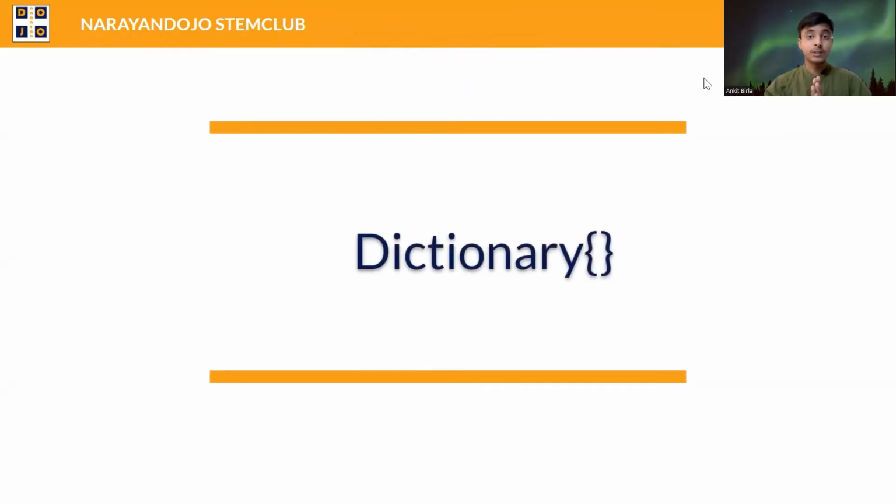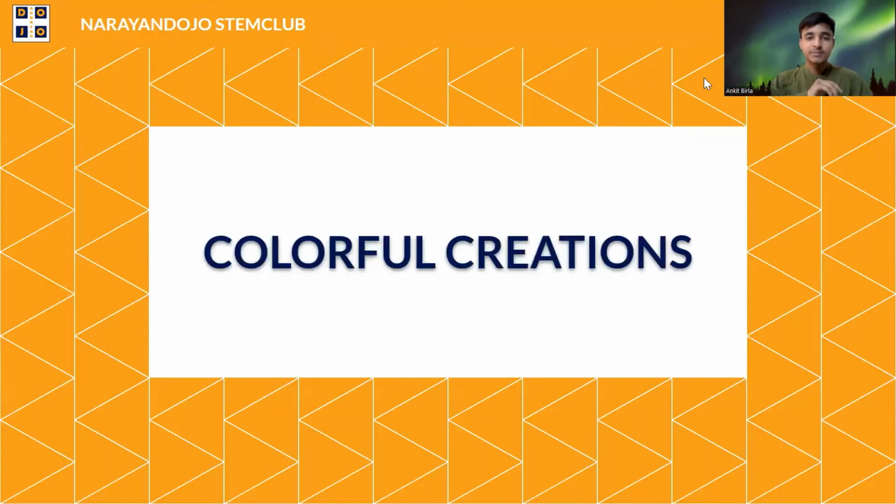So we have seen some new functions which we are going to use in the turtle library. And also we have seen the dictionary, and how we can use it for accessing the value by using the key. And now come to the project or the activity, which is colorful creations. First of all, divide this activity into multiple steps and perform each step one by one and complete the project or the activity.